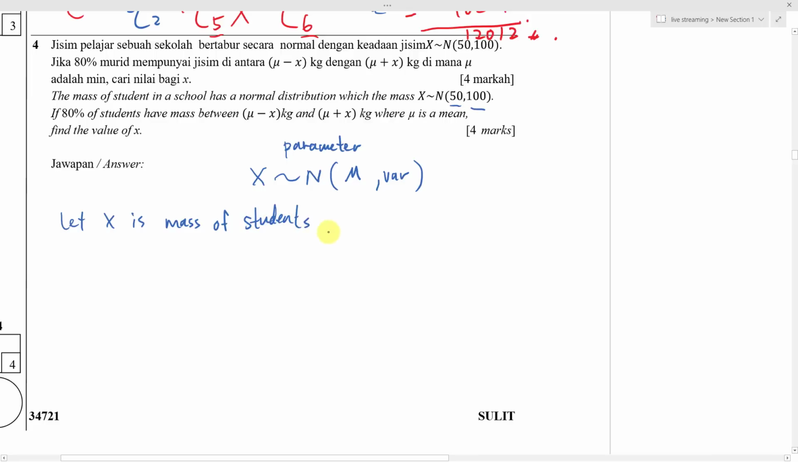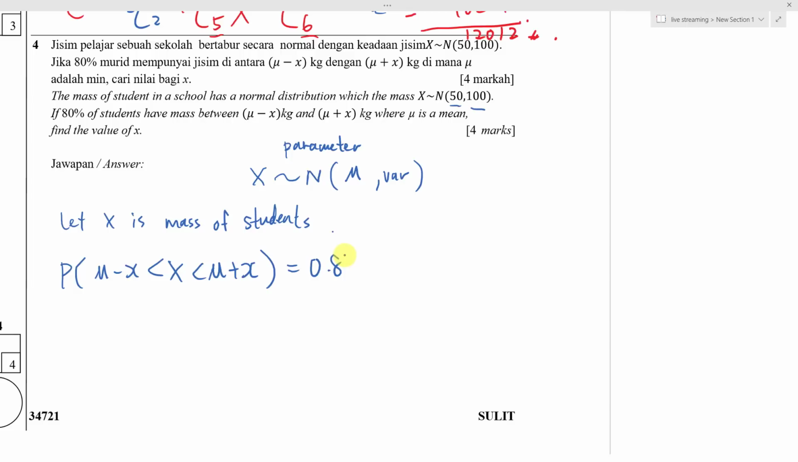Alright, then I know basically they have the mass between m minus x and m plus x. The mass between them is basically 0.8, right? Because 80% is 80 over 100. So therefore it will be 0.8.